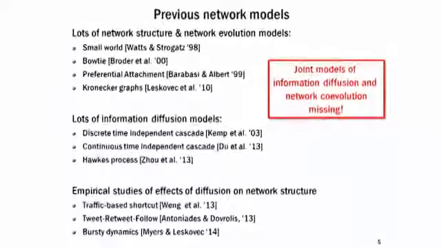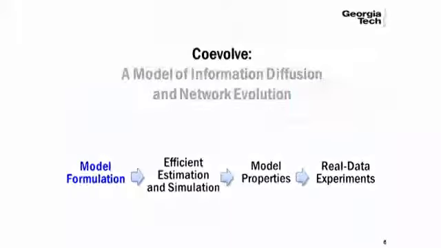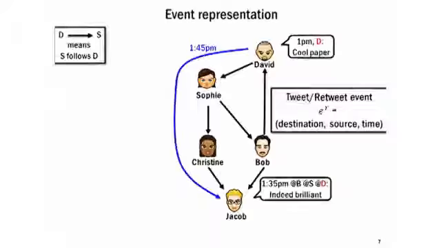So I'm going to start with the modeling part. How do we actually formulate this problem into a probabilistic model? The way we approach this problem is to distinguish two types of events in this social network. The first type of event is associated with tweets and retweets. So we are going to represent each tweet or retweet as a triplet, containing the destination, the information source, and the time when the tweet or retweet is created.